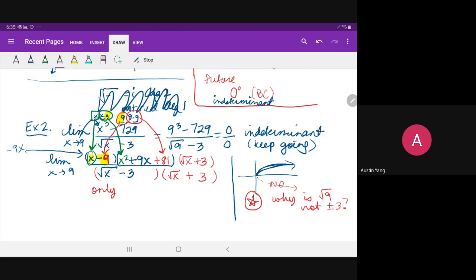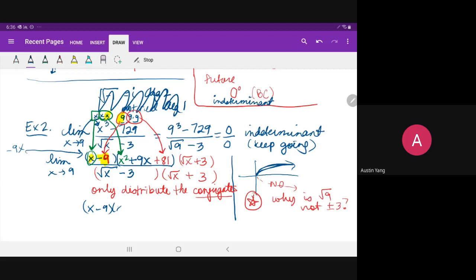Okay, so you're going to only distribute the conjugates. Okay, please do not distribute the numerators. Okay, don't distribute the numerators. You will be very, very sad, because you will have to refactor and you will not be able to refactor.